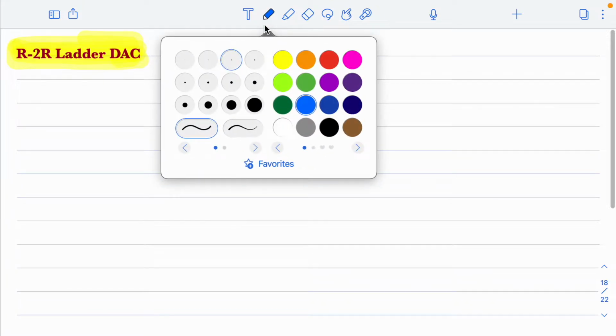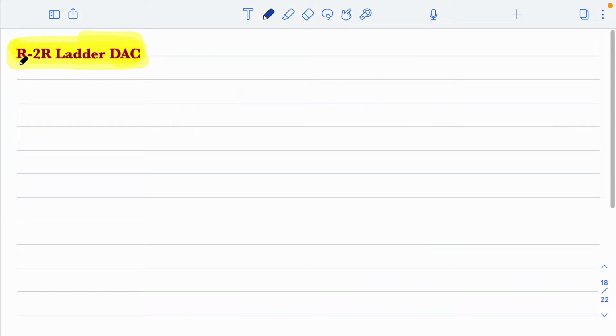I think you would have definitely heard about this architecture, or you would have heard about the other version of this where we use a binary weighted resistor DAC. So there are two types of ladder DACs. One is called the binary weighted resistor DAC, and this is the R2R ladder DAC.